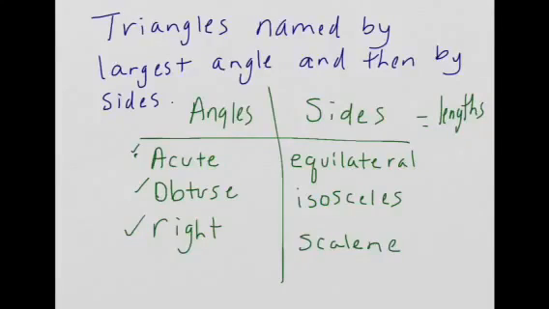The second part of its name, or its last name, is going to be made up of the type of sides that it has. And what we're doing is looking at equal lengths. So a triangle that is equilateral has 3 sides that are in equal lengths. A triangle that is isosceles has 2 sides that are equal in length. And a triangle that is scalene has 0 sides that are equal in length. So all 3 sides are a different length.